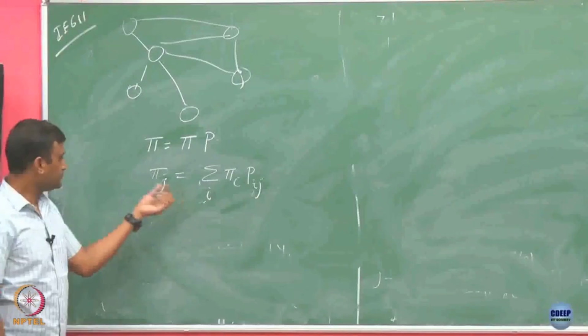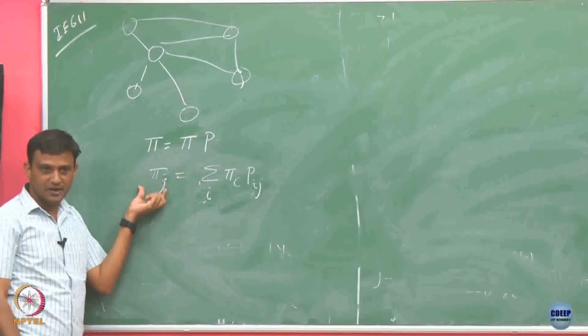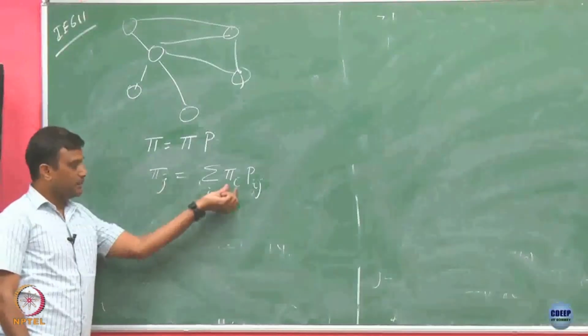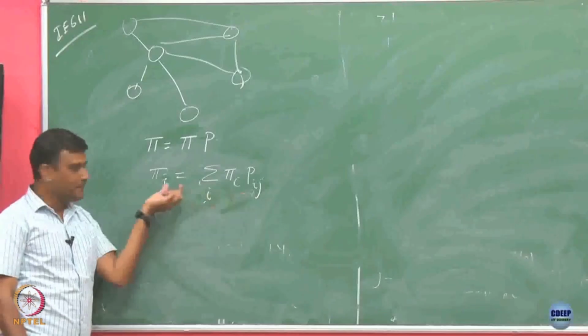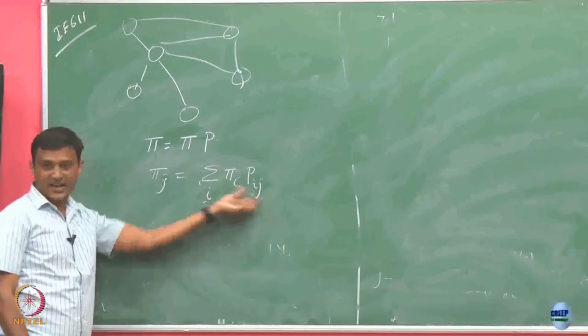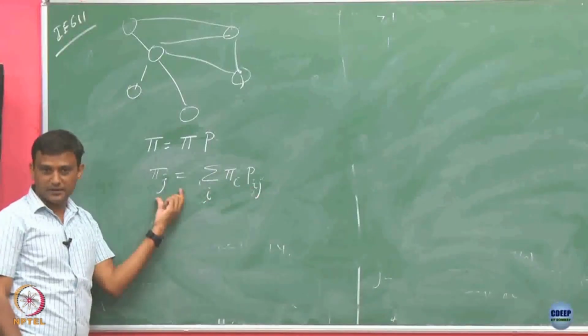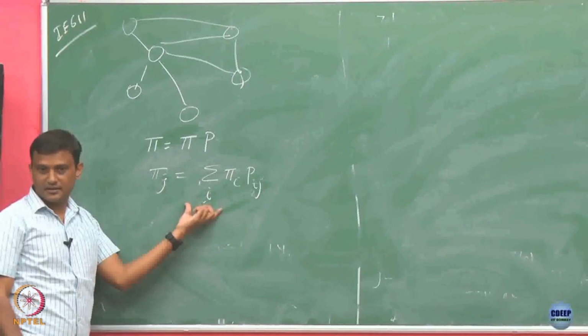So my weight pi j is going to be higher if the pi i's that connect to me are also higher, right? So my preference is going to be higher if the other high-preference pages are also connecting to me. Does this equation capture that?